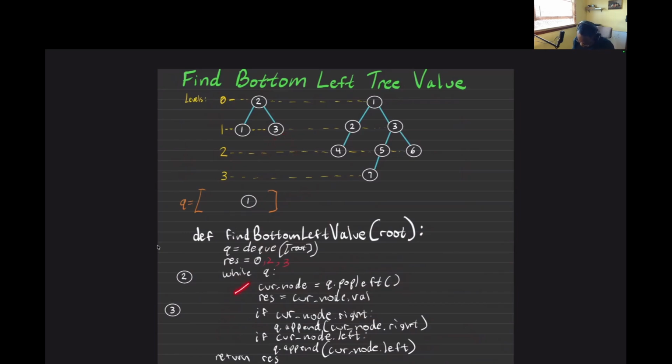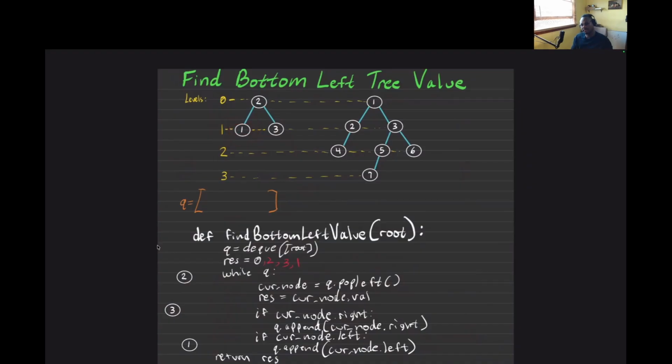Cool. So we're still inside the while loop because look, we still have something left in our queue. Pop this off. And then res is equal to current node.value. So res becomes 1. Does it have a right or a left? It does not. So we're done with this while loop. And now we go to our return and we return the res. And what's it equal to? 1. And that is the leftmost bottom value of our tree.